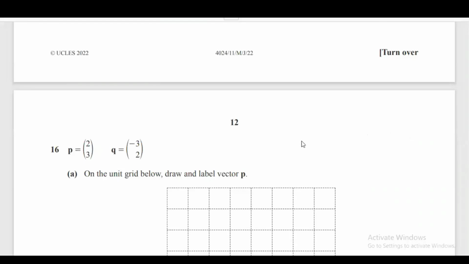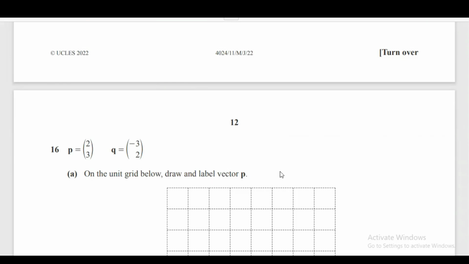In this video, I'm going to explain how to draw vectors on a graph. This is question number 16 of 4024, paper 1, variant 1, May June 2022. In this question, column vector p is given, which is (2, 3), and column vector q is given, which is (-3, 2). In part A, on the unit grid below, draw and label vector p.